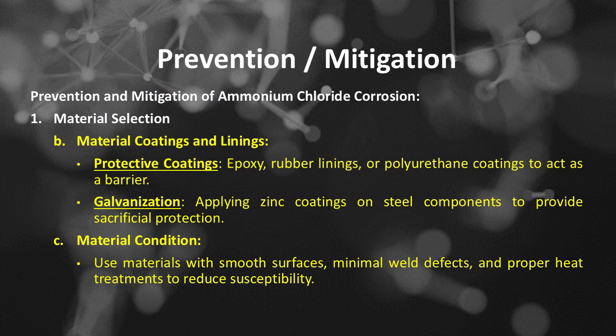Material selection. Number B is material coatings and linings, which include protective coatings, epoxy, rubber linings, or polyurethane coatings to act as a barrier; galvanization, applying zinc coatings on steel components to provide sacrificial protection. Material selection. Number C to be considered is material condition: use materials with smooth surfaces, minimal weld defects, and proper heat treatments to reduce susceptibility.